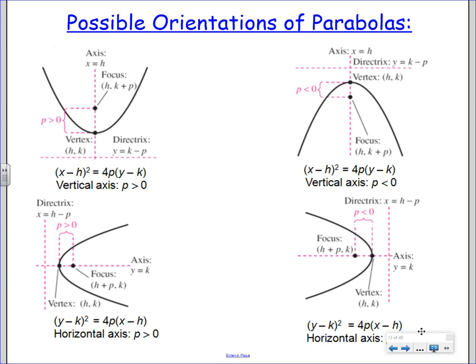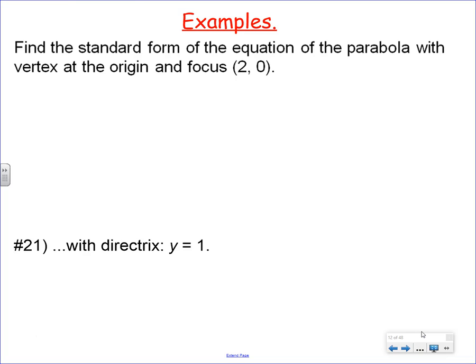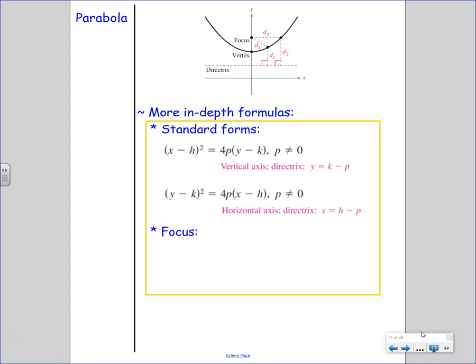So that's what I'm going to teach. That's what I'm going to show. These pages are in the book where it summarizes all the different possible ways of working with the parabola. But let's see if we can get a feel for what's going on, okay?